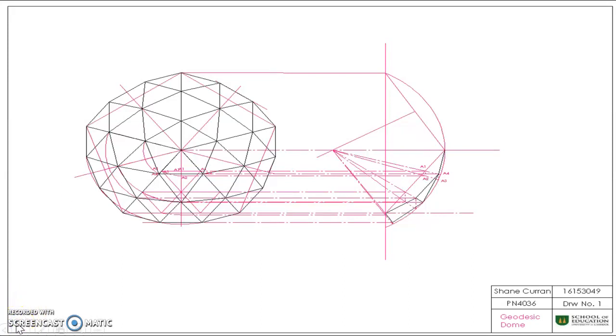Yeah, I think it's a great way. It's great to show the actual physical source, so you can actually show the students the end product of the geodesic dome. But why is it so important to show the two methods?